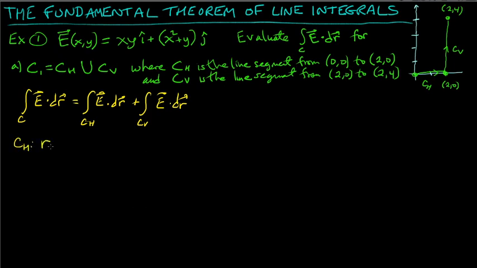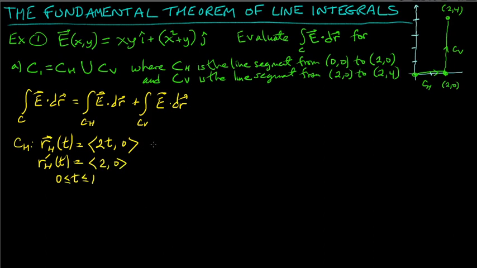So that's just going to be, I'll call it r_H, maybe. We're just going from (0, 0) to (2, 0). So let's say (2t, 0), and then the derivative of that will just be (2, 0). And t goes from 0 to 1, let's say.